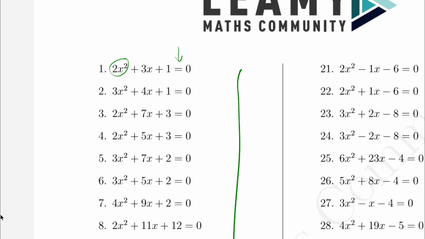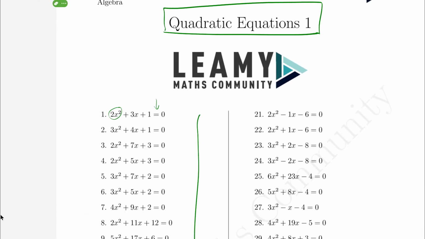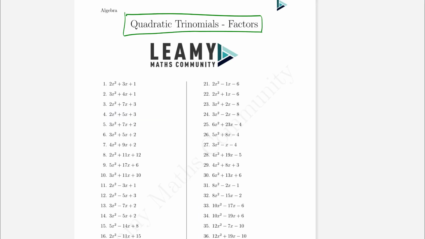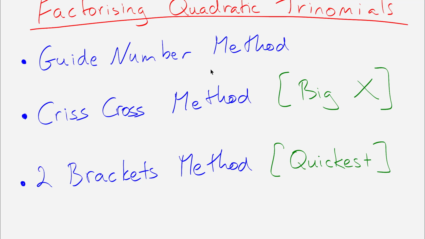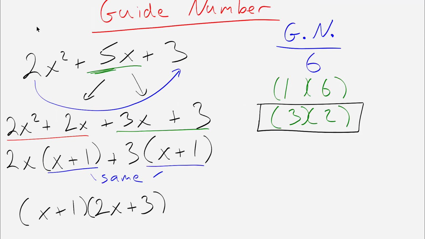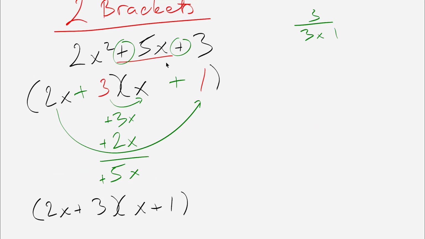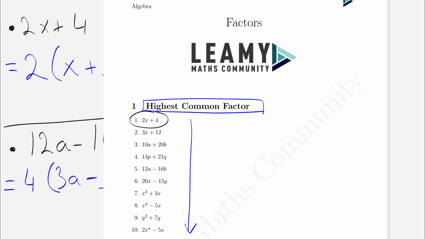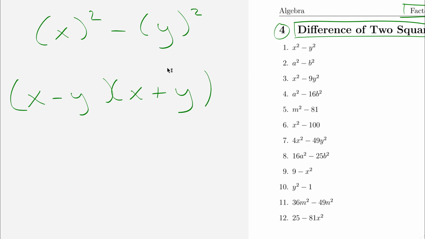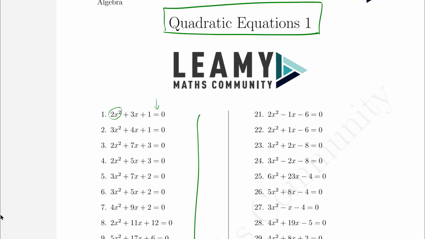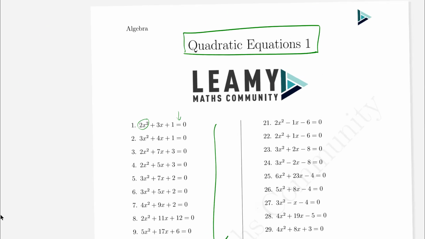Now, this tutorial does not focus on how to factorize quadratic trinomials. So in order to understand this tutorial, you need to go back over the previous tutorials on how to factorize quadratic trinomials. I had 3 different methods that I showed you: the guide number method, the crisscross method, and the straight to the 2 brackets method. It's also important you look at the other factorizing tutorial on highest common factors and difference of 2 squares, because all of these techniques will be needed when we try to solve quadratic equations. So let's have a look at some examples of quadratic equations here and how we solve them.